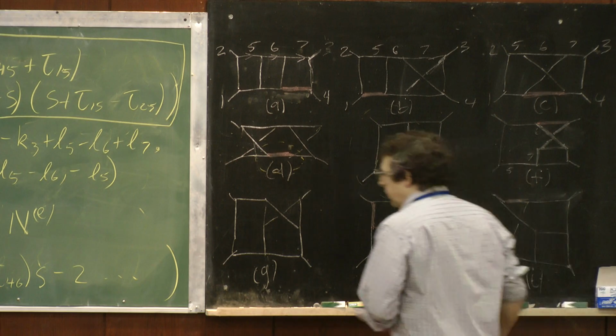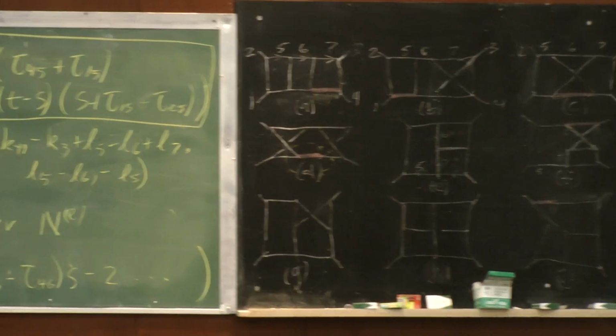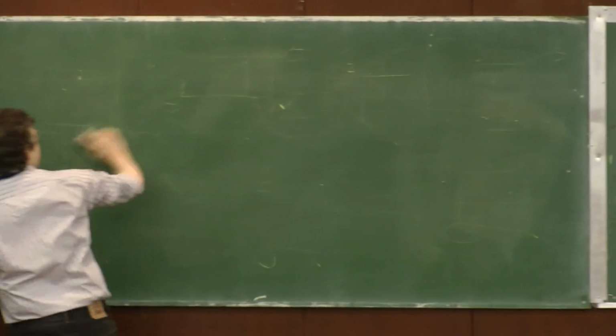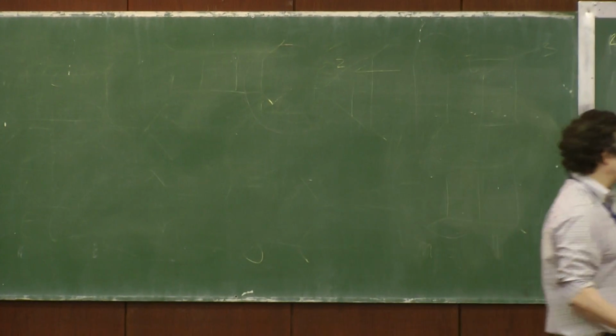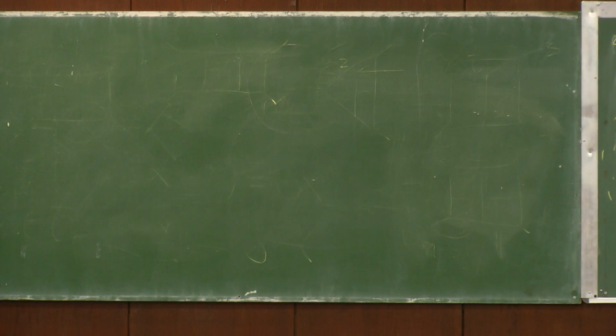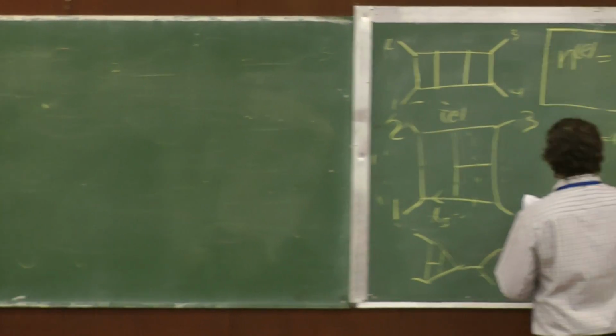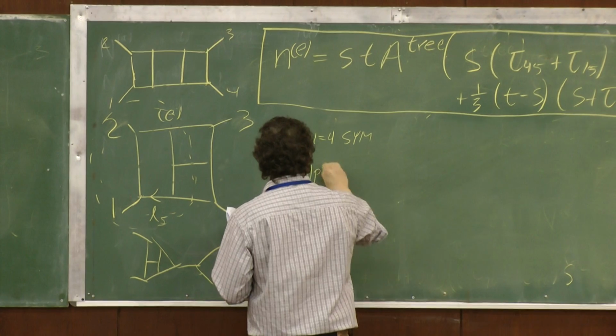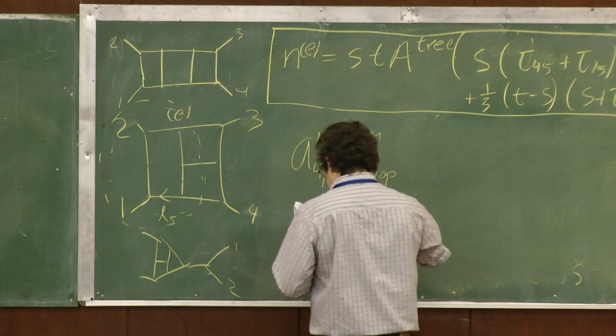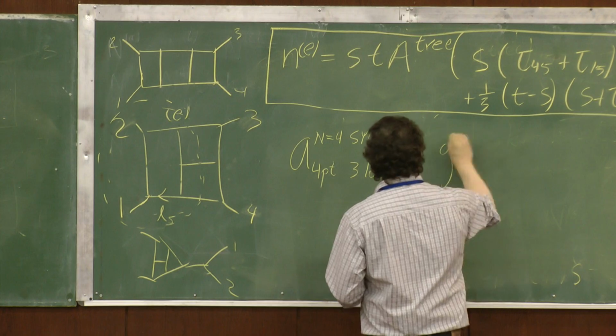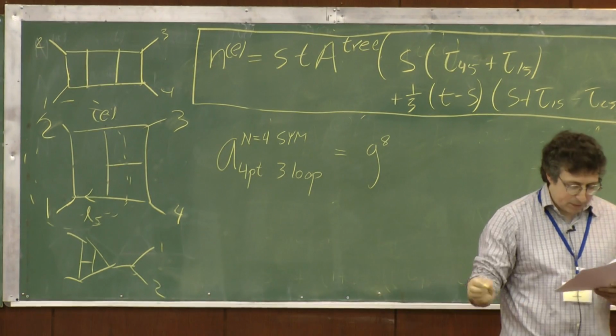Okay. So to state, well, I'll try on this board. I'll just stick to this board. Okay, so to state it, A, n equals 4 super Yang-Mills, 4.3 loop. Okay, I'll put in the coupling constant. Okay, what happened to the coupling constant? Okay, I'll put it in.